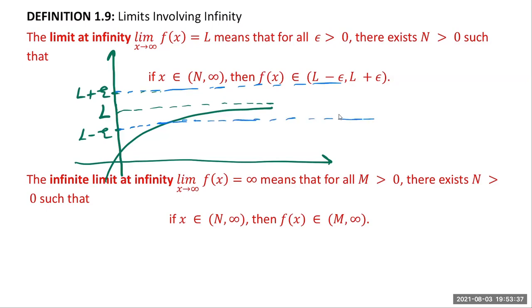Okay, so this means for any epsilon you choose, you should be able to find some large enough N such that if you choose your x in this interval, meaning x is bigger than N, your f of x should be in this interval, (L minus epsilon, L plus epsilon). For example, suppose you choose your N to be somewhere here.